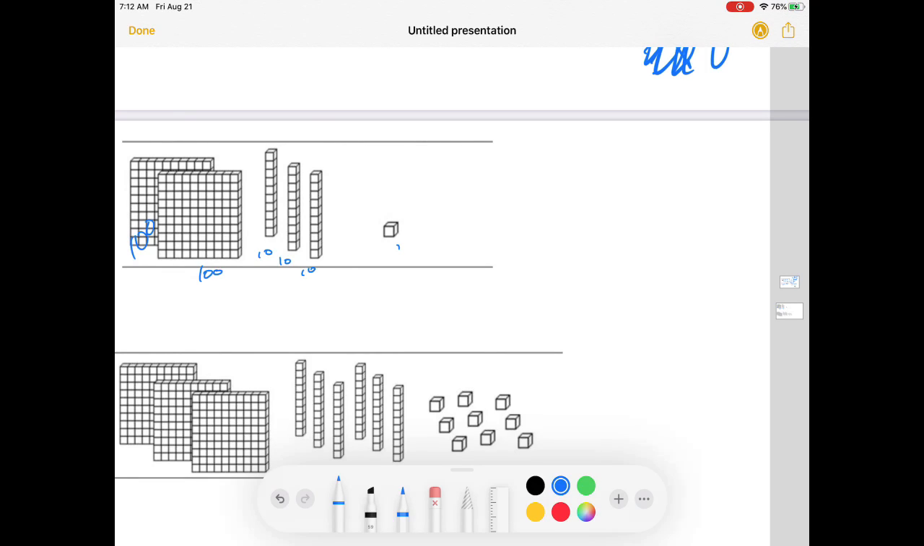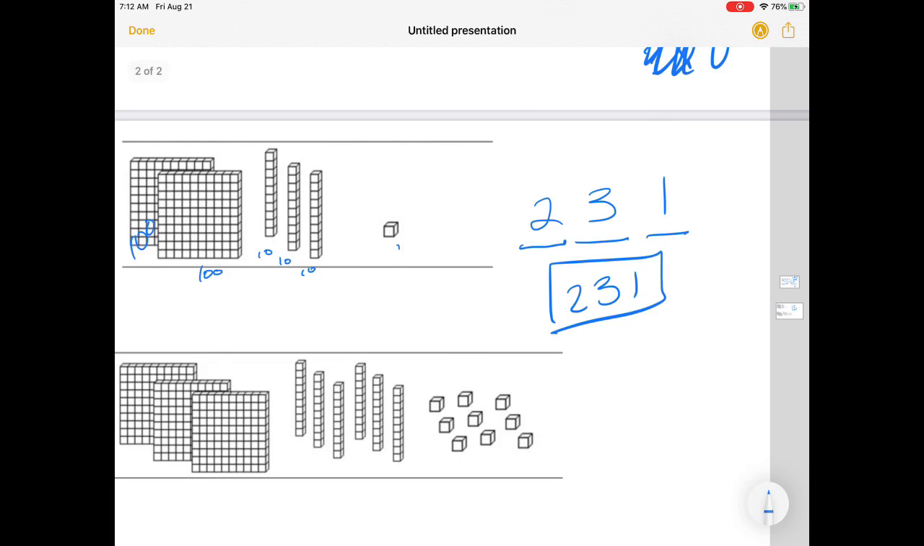So what is the number here? So hundreds, tens, ones. I have 1 cube. I have 3 10 rods, and I have 2 hundreds. So my number is 231.